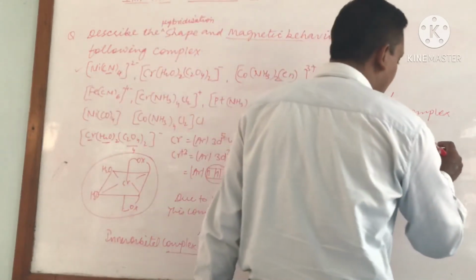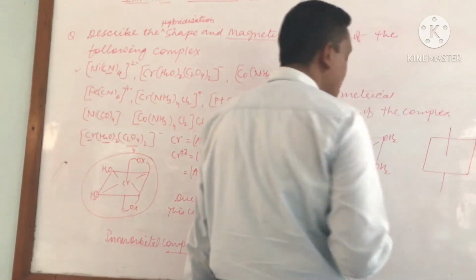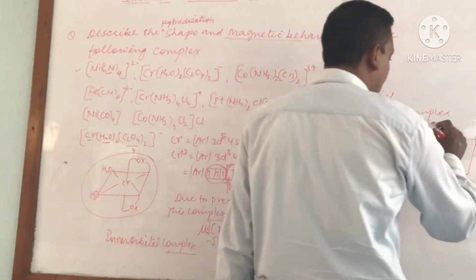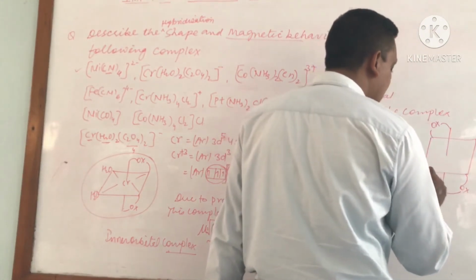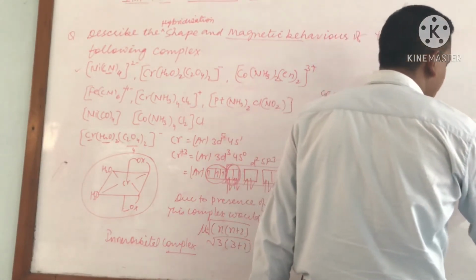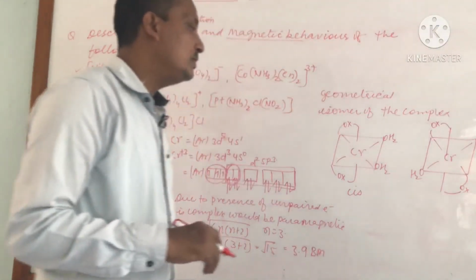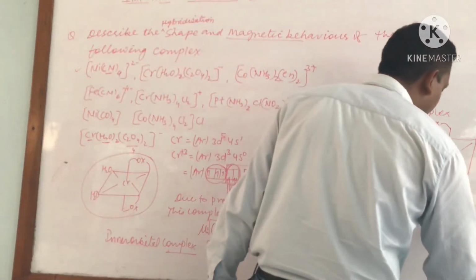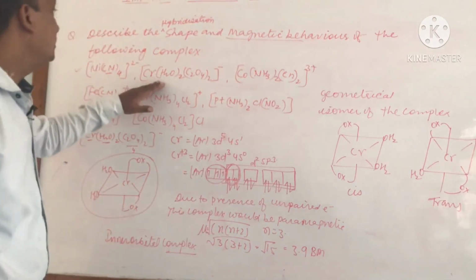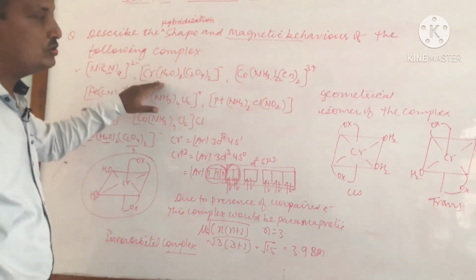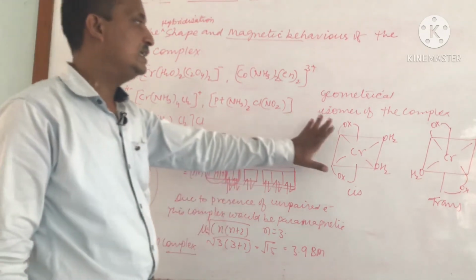Okay, and the trans isomer, how can we prepare the trans? So in the trans form, what happens? Ox and ox are oppositely arranged, and OH2 and OH2 are also oppositely arranged, and in this case this would be the trans form of this complex. So like this we can easily draw the structure of the molecule, the shape of the molecule, and the geometrical isomers of the complex can easily be given.